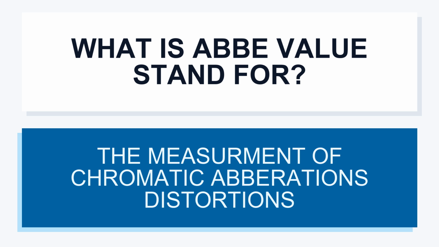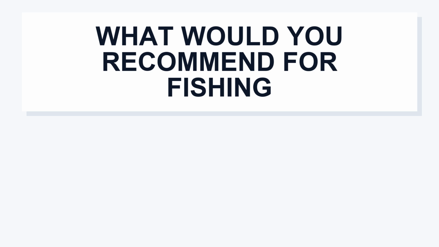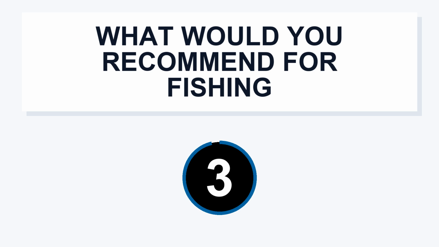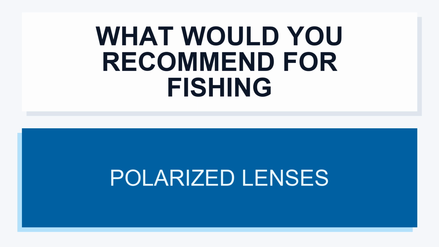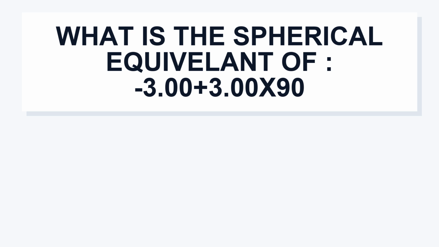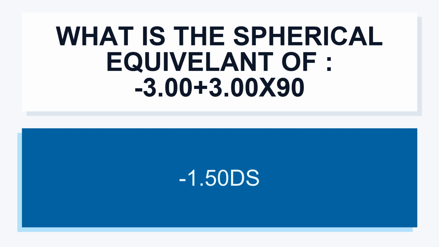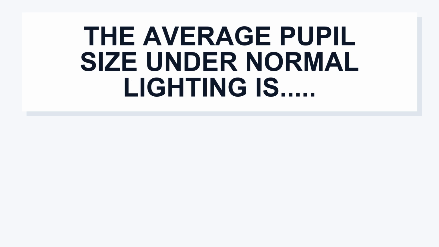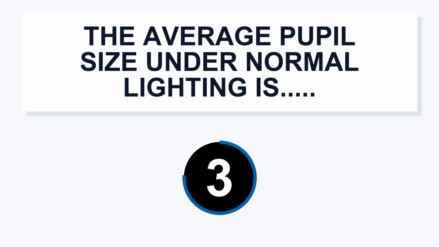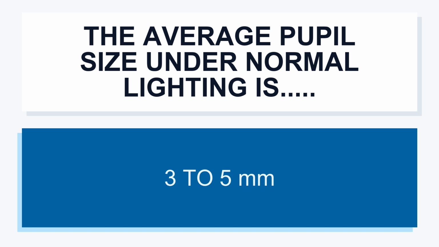The measurement of chromatic aberrations distortions. What would you recommend for fishing? Polarized lenses. What is the spherical equivalent of -3.00 +3.00 x 90? 1.50 DS. The average pupil size under normal lighting is 3 to 5 mm.